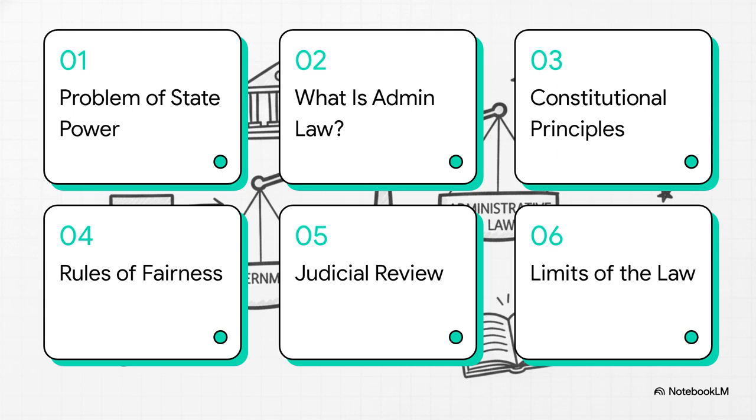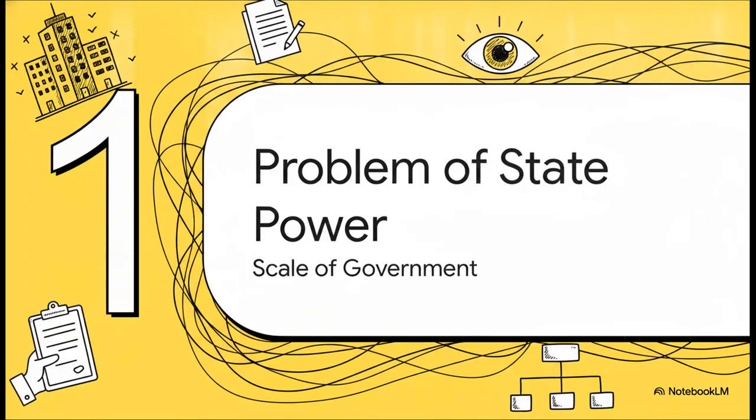Well, here's our roadmap for figuring that out. We're going to cover the problem of state power, what administrative law actually is, the core constitutional principles, the rules of fairness, checking power through judicial review, and finally, the limits of the law. Starting off with Section 1, the problem of state power and the sheer scale of government.